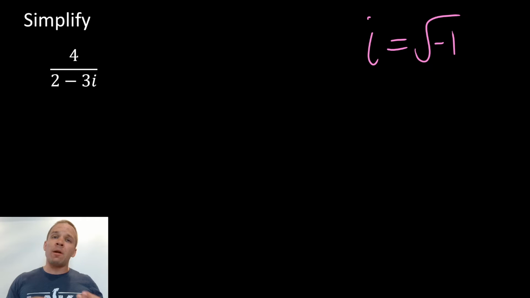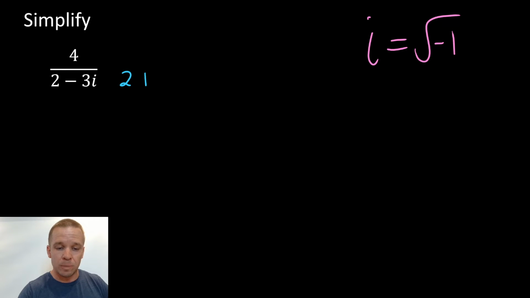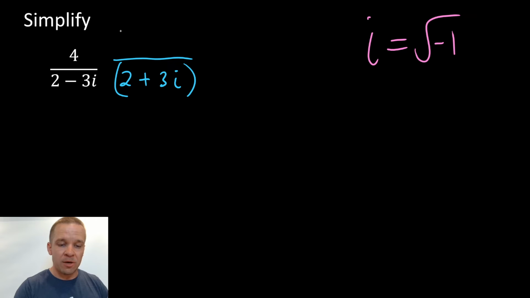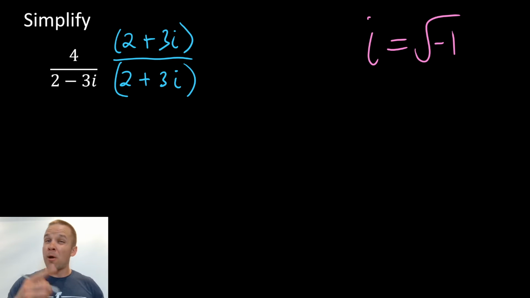Well, how am I going to do that? I'm going to multiply by what's called the complex conjugate. So I'm going to multiply by 2 plus 3i. Now, the reason why I do that is because now my middle term is going to cancel out. My O and my I from FOIL is going to cancel out. Whatever I do to the denominator, I got to do to my numerator because then I'm multiplying by 1. And if we multiply by 1, that doesn't change anything, right? So this is still the same. It's going to look different, but it's still equivalent, right?